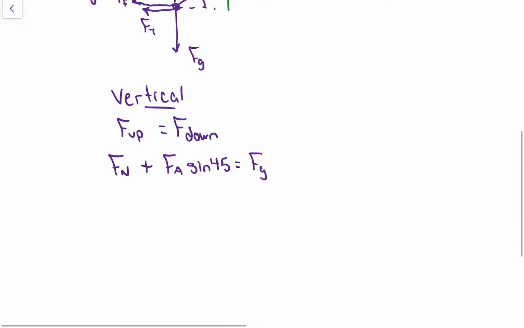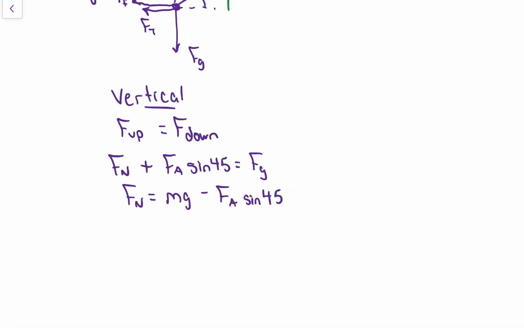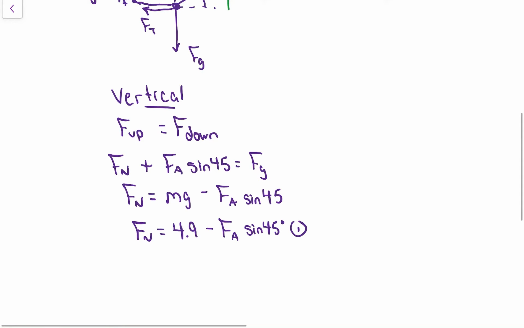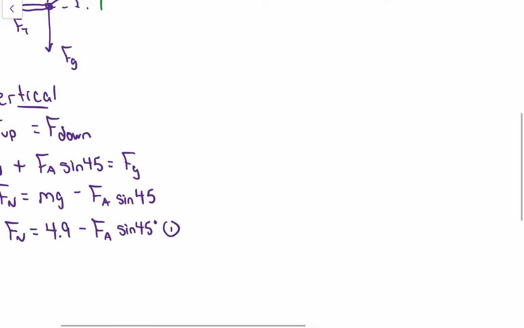So I won't be able to solve completely, but I can go a little bit farther. The normal force is the force of gravity, mg, minus FA sine 45. mg for this one, it was a made-up mass of 500 grams. That's half a kilogram, so that's 4.9. And I'm just going to leave it as FA sine 45 for now. That's as far as I can go with the vertical component. Usually I can get a number for the normal force. This time I've got that little expression for the normal force.